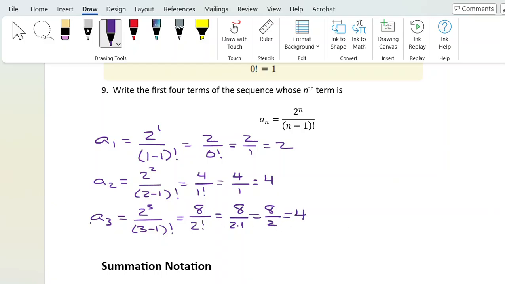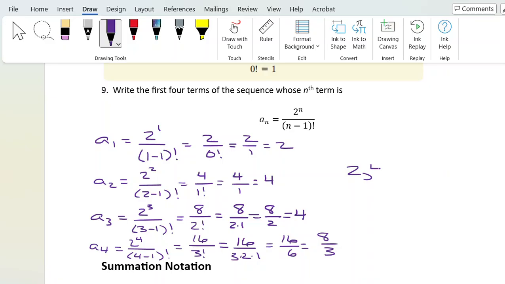And finally, for my fourth term, we have 2 to the fourth over 4 minus 1 factorial. 2 to the fourth is 16. 4 minus 1 is 3. So we have 16 over 3 times 2 times 1, which is 6. 16 over 6. If I simplify that, I get 8 over 3. So we have 2, 4, 4, and 8 thirds.